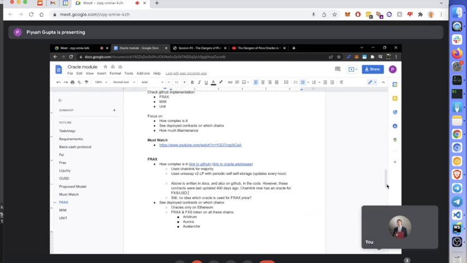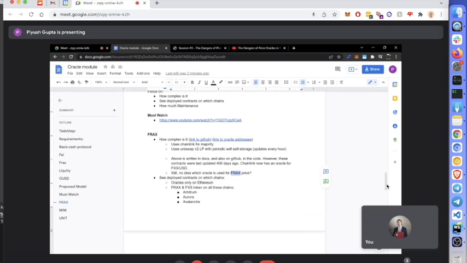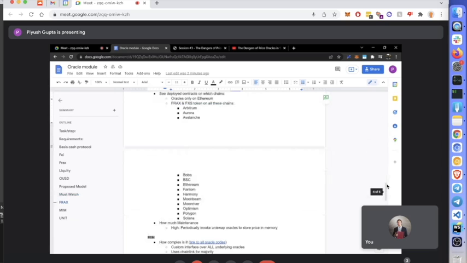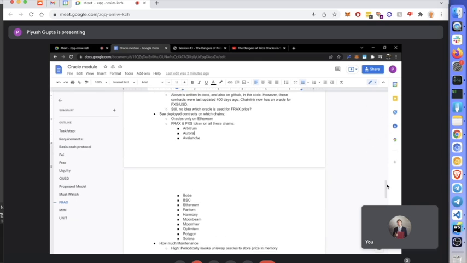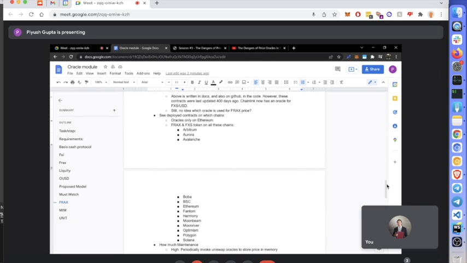Chainlink now also has a price oracle for FXS USD, which is Frax shares in USD prices. I still have no idea which oracle they use for the Frax USD price. So Frax as a protocol is available on almost every major chain, but minting and burning of Frax happens only on Ethereum, which means that they need oracles only on the Ethereum chain.